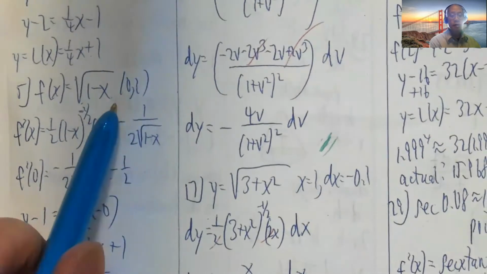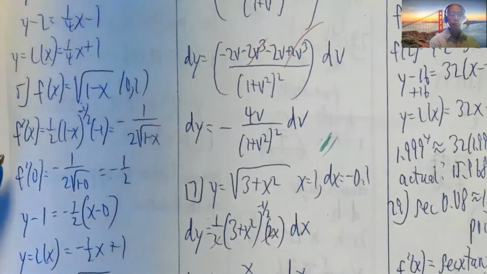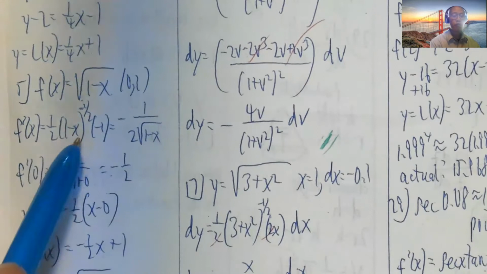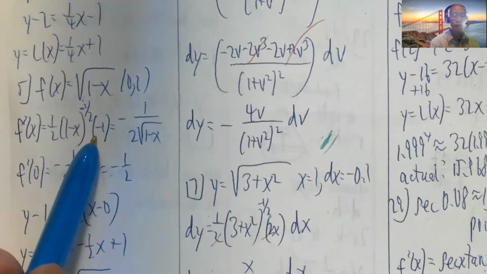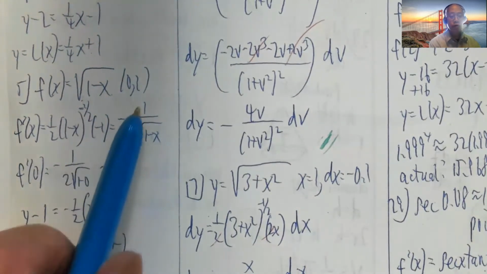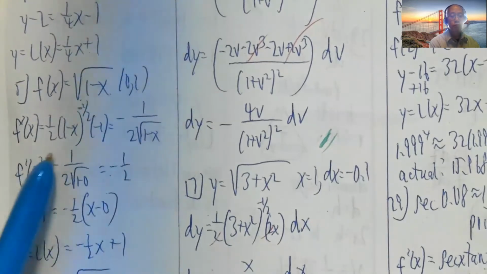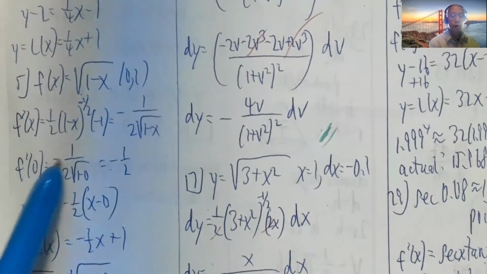Here's 5, f of x equals square root of 1 minus x, and the point is 0, 1. Okay, so f prime of x is 1/2, 1 minus x to the negative 1/2 times negative 1 by the chain rule. So that's negative 1 over 2 radical 1 minus x. Plug in 0, negative 1 over 2.